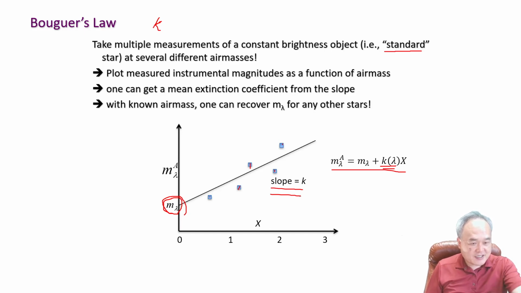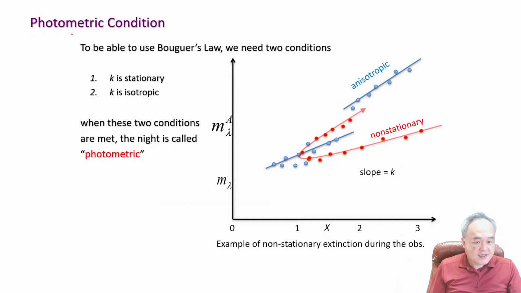This relationship, the way that we can retrieve the extinction coefficient from the slope of the atmosphere-free magnitude versus atmosphere-affected magnitude, is known as the Bouguer law. Then we can consider many different possibilities of the observing condition.